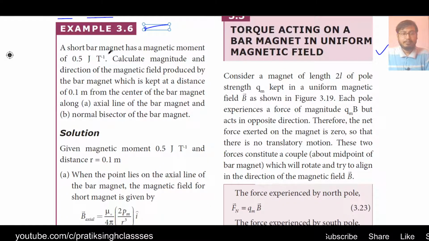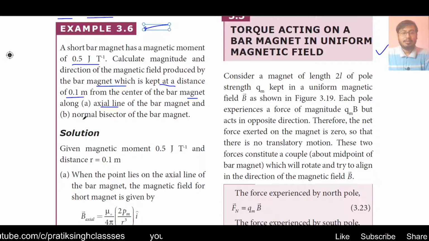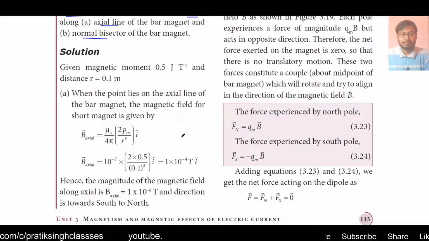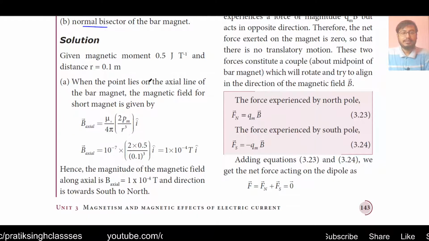A short bar magnet has a magnetic moment of 0.5 joule per Tesla. Calculate the magnitude and direction of the magnetic field produced by the bar magnet, which is kept at a distance of 0.1 meter from the center of the bar magnet along the axial line and the normal bisector, that means the equatorial line.